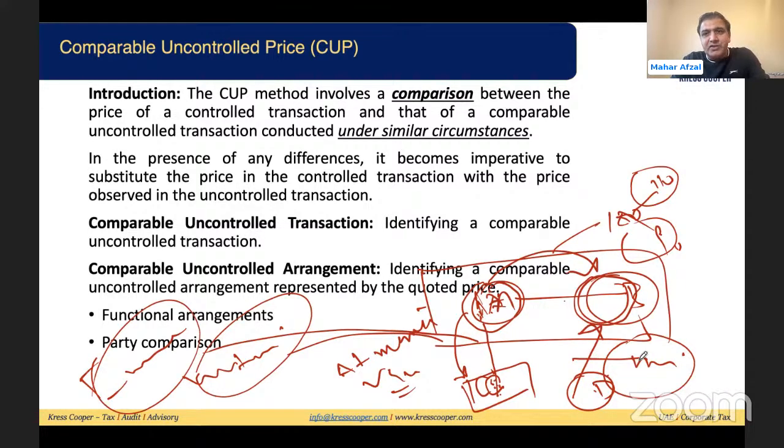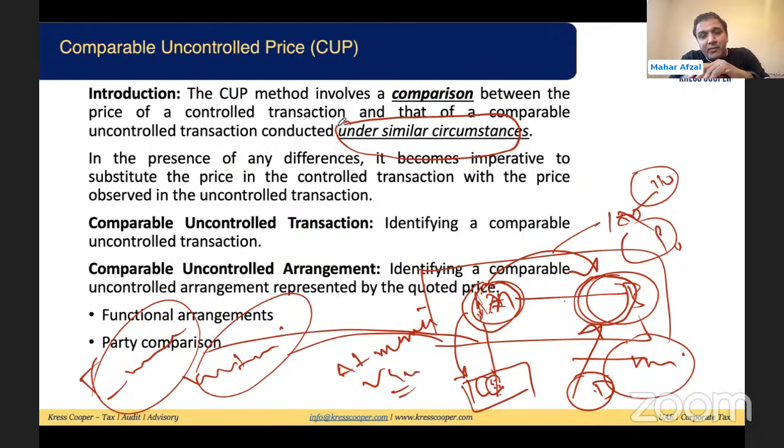This is a comparison in the price of a controlled transaction. I mentioned it in the definition as well. This is the comparison between the price of a controlled transaction and the price of an uncontrolled transaction under similar circumstances. This phrase is very important. Under similar circumstances, we'll discuss in detail.